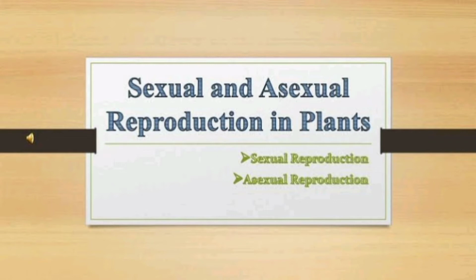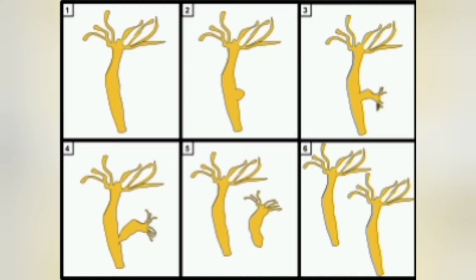There are many ways for asexual reproduction and also many ways for sexual reproduction. In asexual reproduction just one parent plant is involved, either male or female. So first we will do budding. Budding is mainly done in yeast.